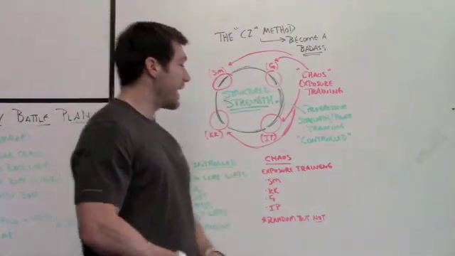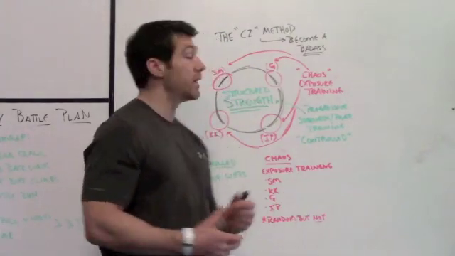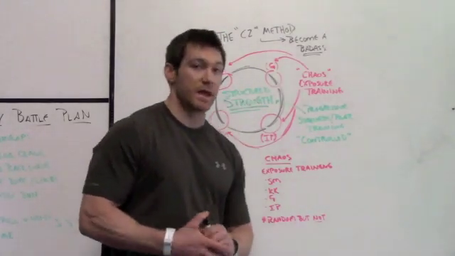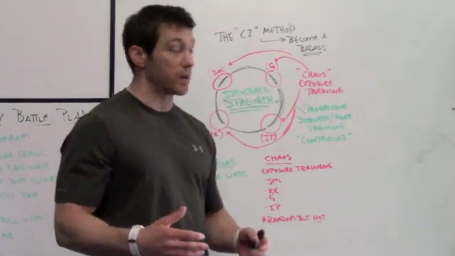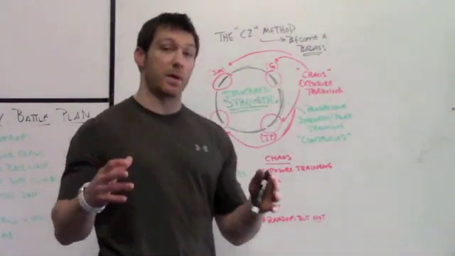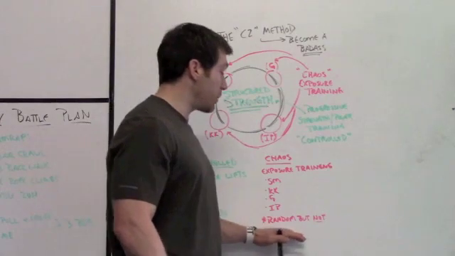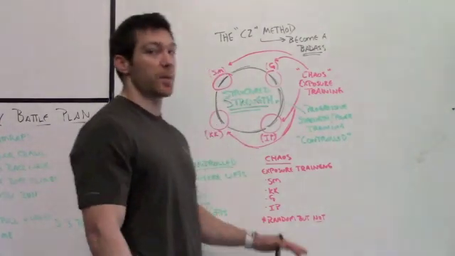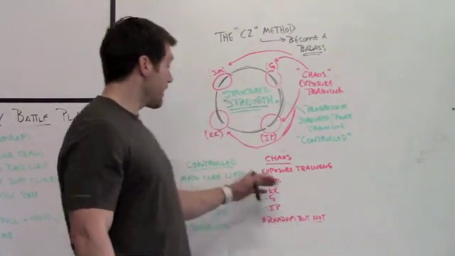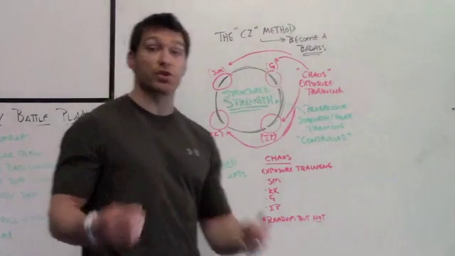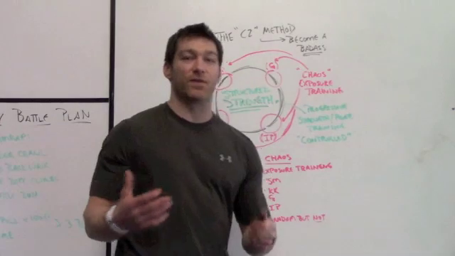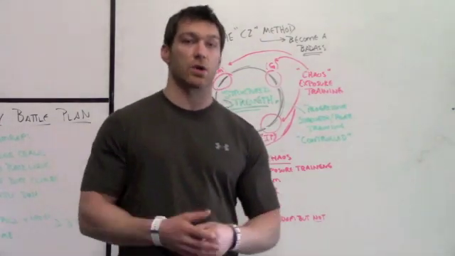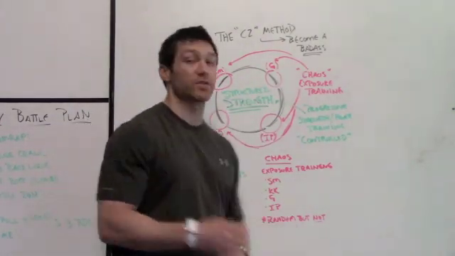Now, this chaotic type of training that I've added into the C2 method is where we can get a little bit more crazy with our training. We can get a little bit more randomized, so to speak. It's random, but it's not random. It's set up in a certain way that it complements your strength work, but it's exposing you to different types of training stimuli. Most importantly, different types of training setups.